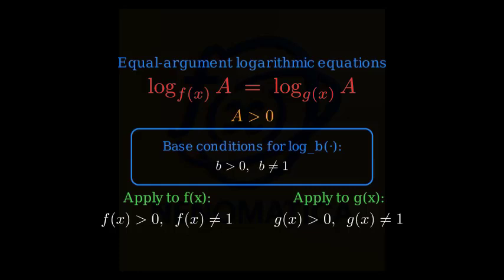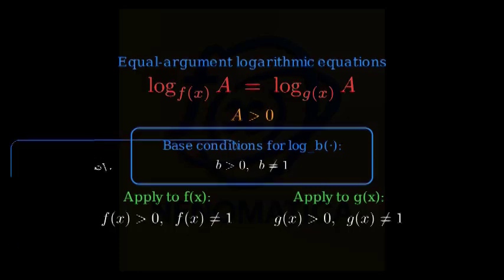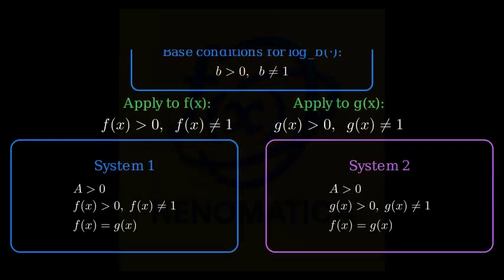Here is the algorithm exactly as we will use it. The equation is equivalent to either of these systems. Option 1. Enforce conditions on f of x, and then set f of x equal to g of x. Option 2. Enforce conditions on g of x, and then set f of x equal to g of x. Both systems are completely equivalent.